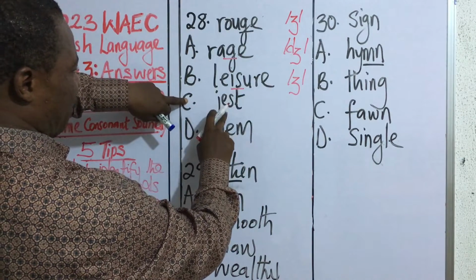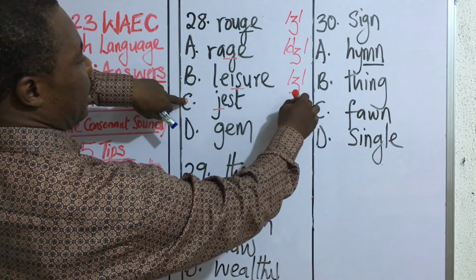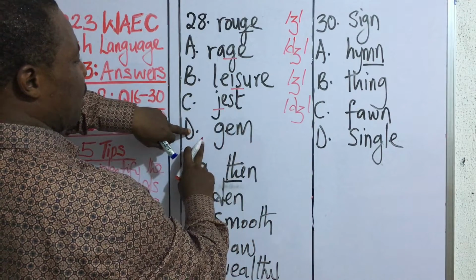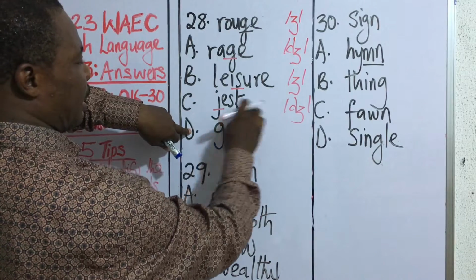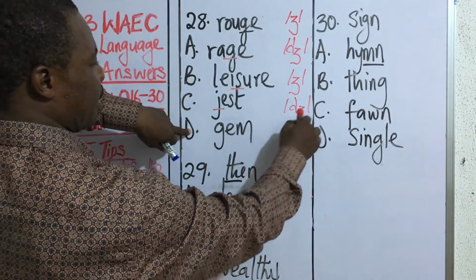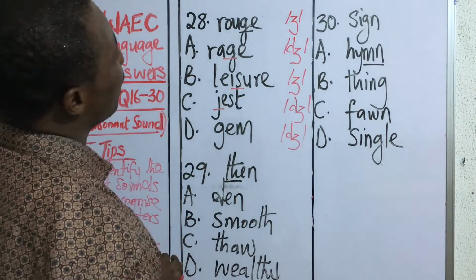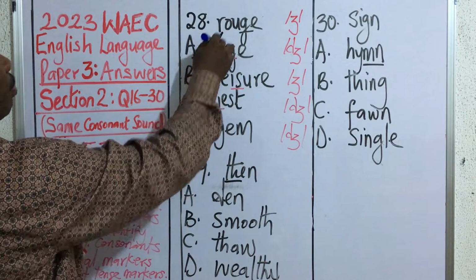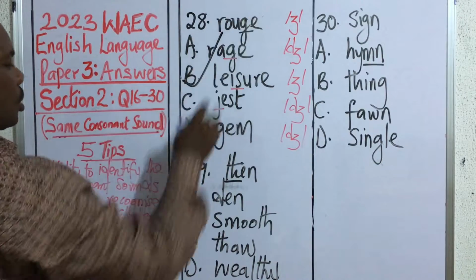Then for C, you have jest. For this J, you're going to realize D and G. That is jest. Then for this, you have gem. Just like what you have in C, you're going to realize the G. So at the end of the day, the option that has the same sound as the sound that is underlined in the question is option B, which is leisure, rouge.